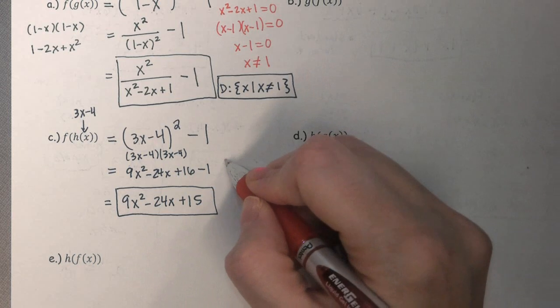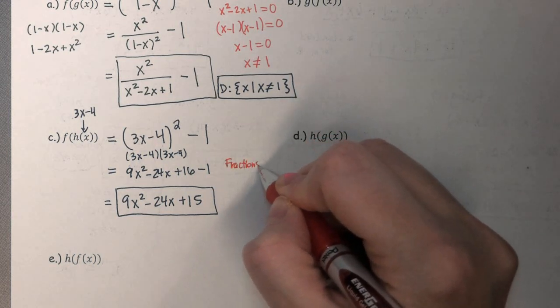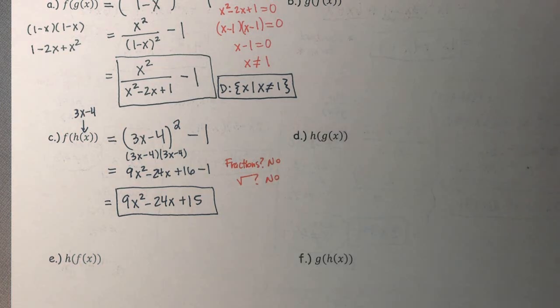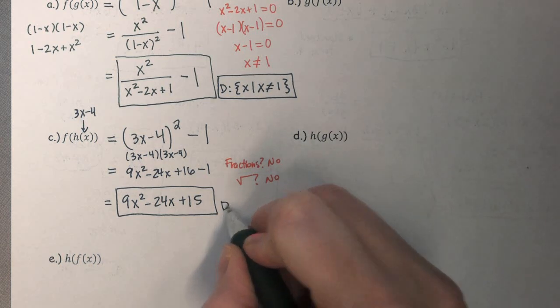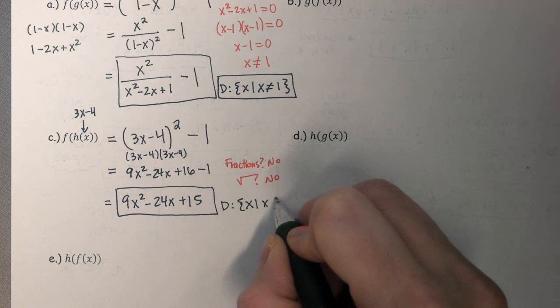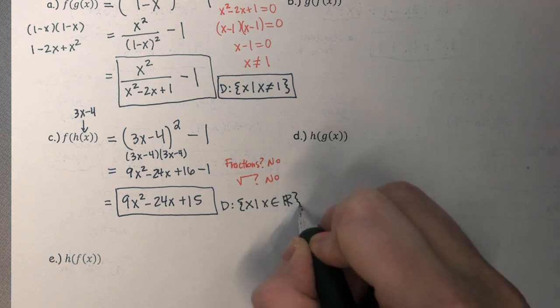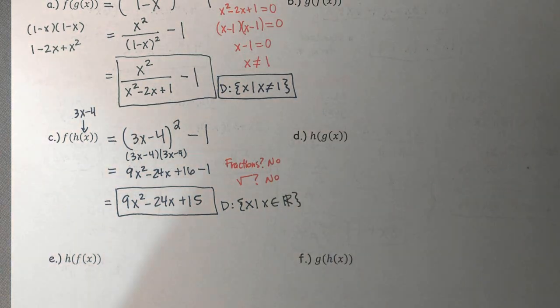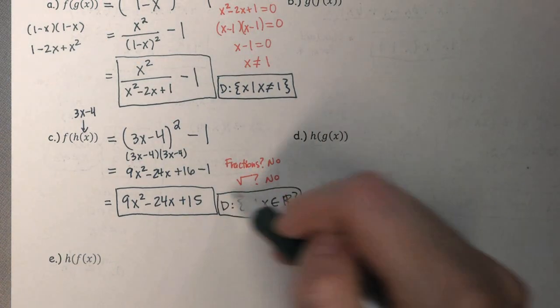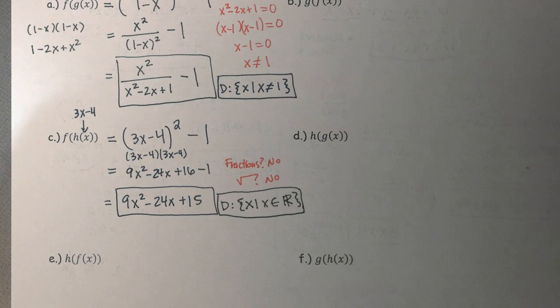Do you have any fractions? No. Do you have any roots? No. So then guess what your domain is? All real numbers. So do you guys remember how to write that in set builder notation? The element. Yep. So all real numbers x such that x is an element in the real number set. Okay, so that's going to be your all real numbers. Okay, great.